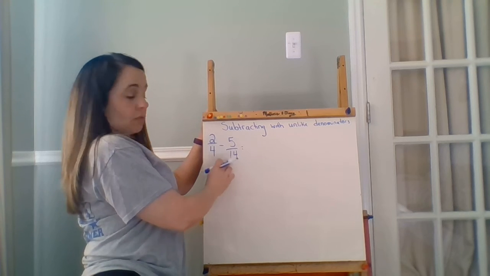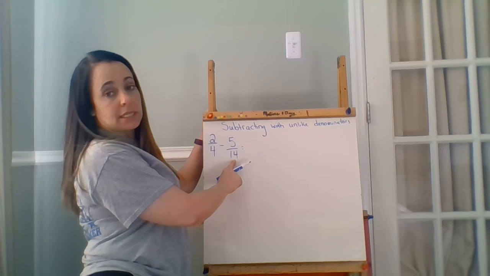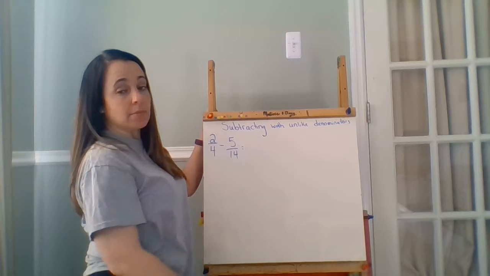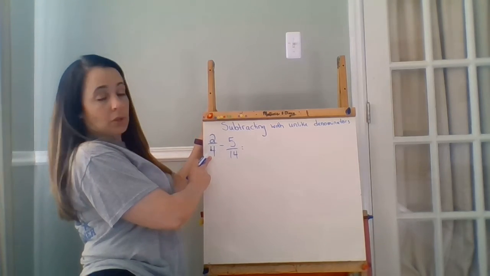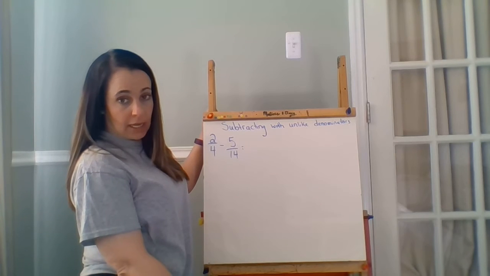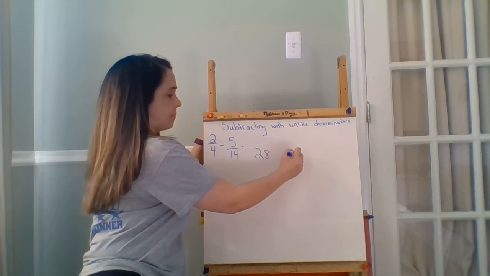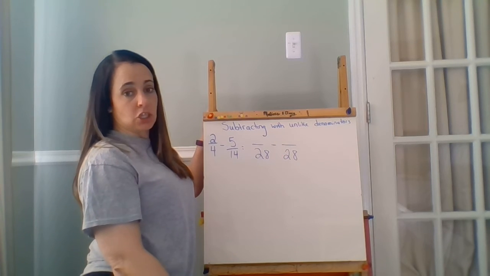So again, I could do 4 times 14. That'll work. But I also know my factors of 14: 1 times 14 is 14. I also know 2 times 14 is 28. And I know that 4 times 7 is 28. Therefore, 28 will work for both of them. And of course, it's minus, not addition.